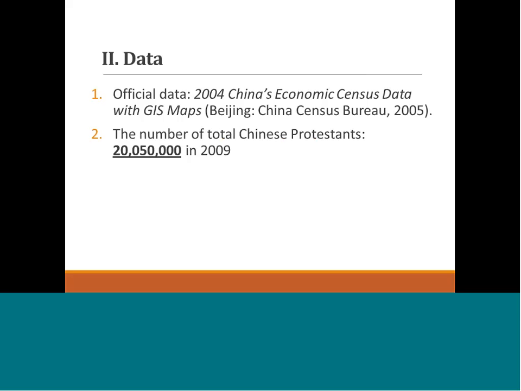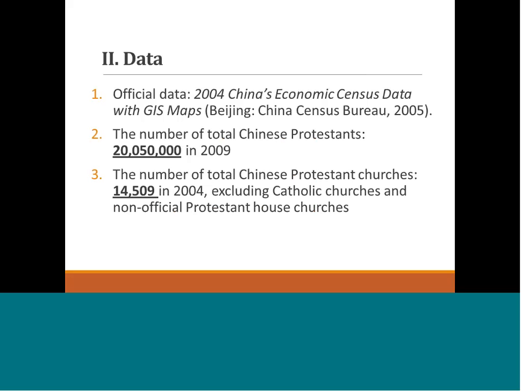Next data we rely on is the number of total Chinese Protestants released by the Chinese Academy of Social Sciences in 2009, which estimated about 20 million Chinese Protestants in 2008 at that time. We will rely on this number for our analysis.